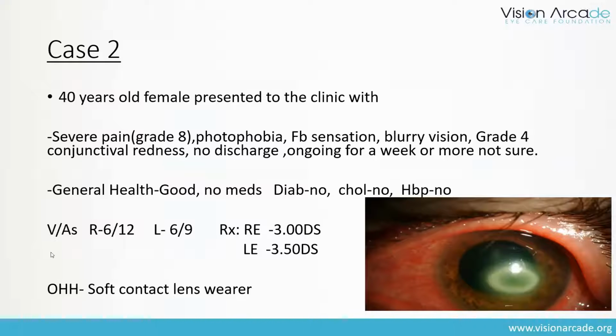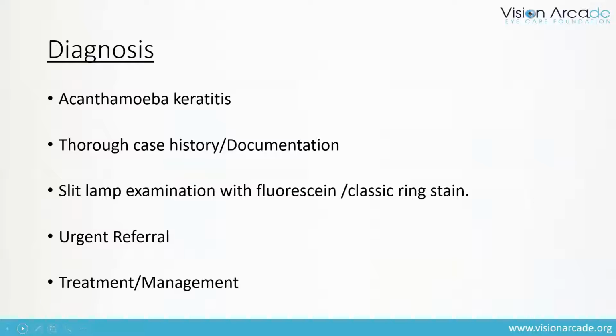Amazing. That's good. So basically, that's your acanthamoeba keratitis, more or less. You need to have a thorough case history and documentation for this patient, because it's very important. It can easily be missed, this particular one. So you need to find out if they are contact lens wearers. It's more common in soft contact lens wearers.